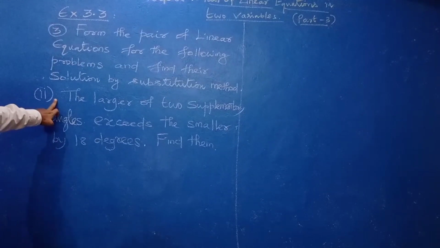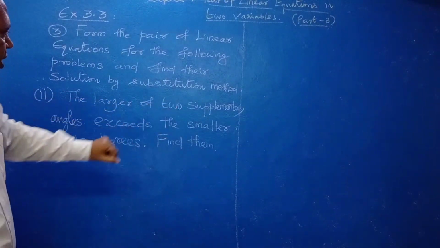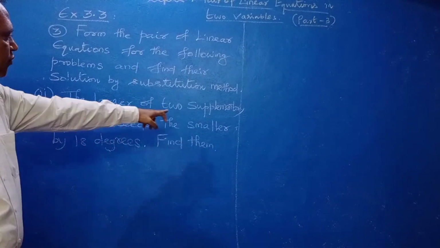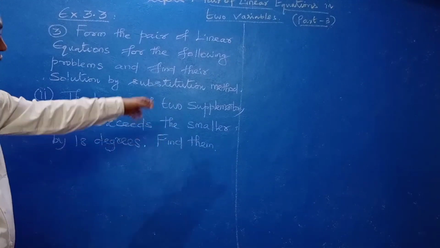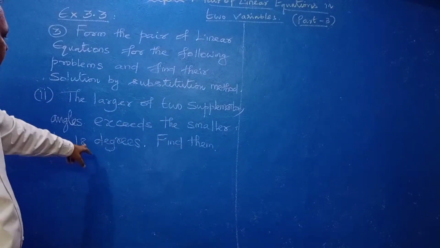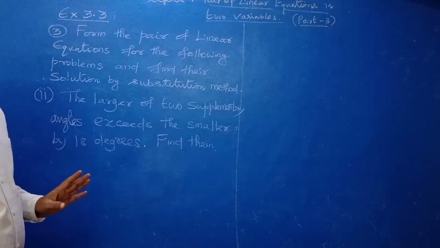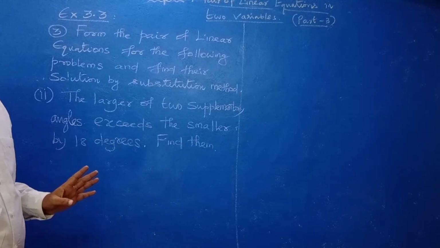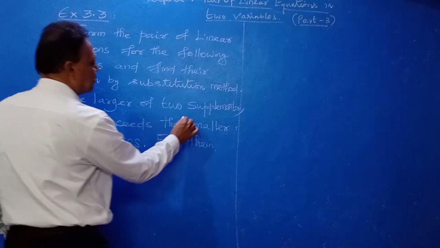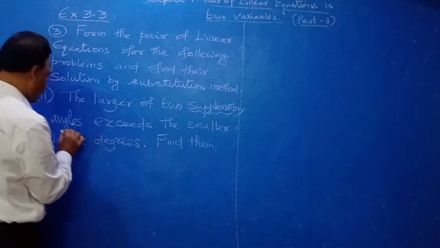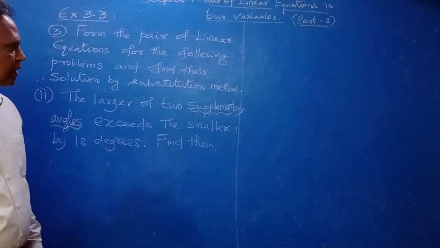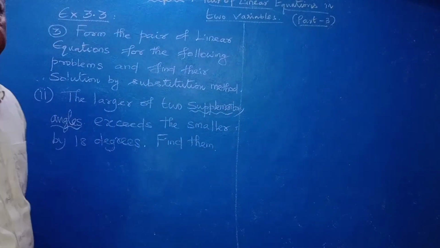Second one. The statement given is: the larger of two supplementary angles exceeds the smaller by 18 degrees, find them. So here you should know the mathematical term, supplementary angles. What are supplementary angles?